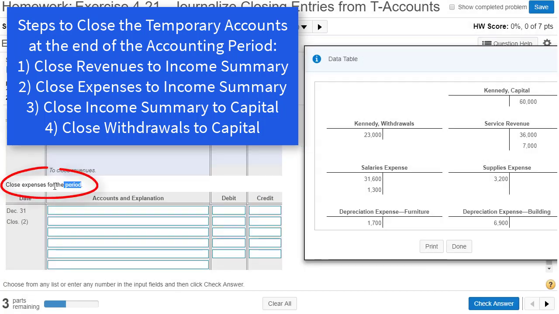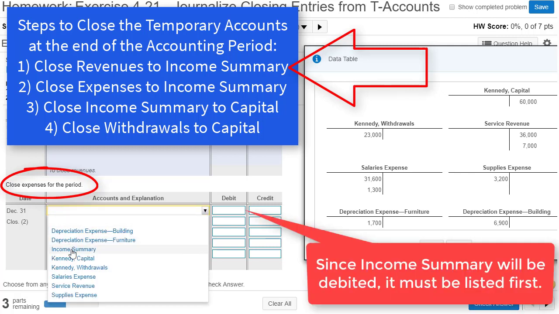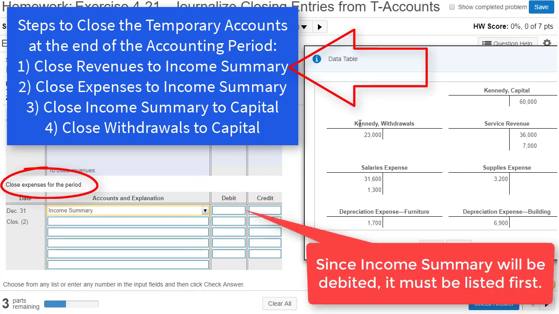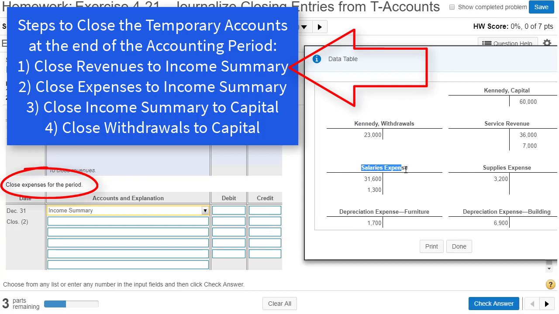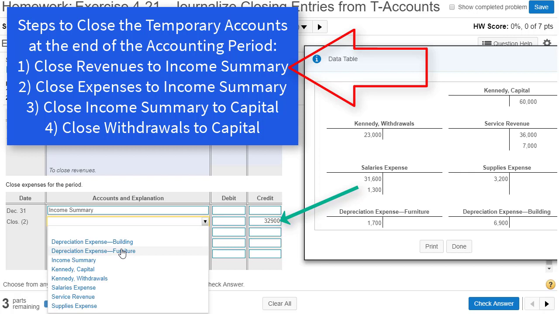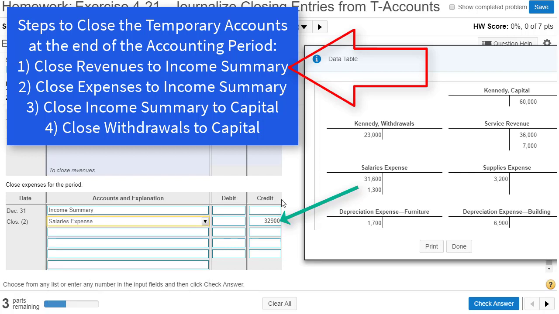Next step is we need to close the expenses. And where do we close expenses in step 2? We close them to income summary. So let's look over here for our first expense. I see salaries expense. So we've got 31,600 on the left plus 1,300. So it looks like we got what? 32,900 on the left side, the debit side. So to close that, I would credit that. 32,900 on the right side. And that is salaries expense.